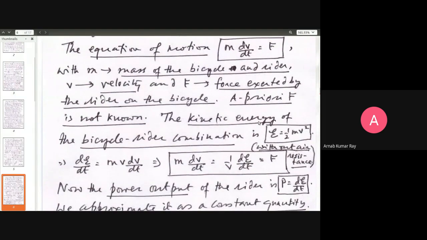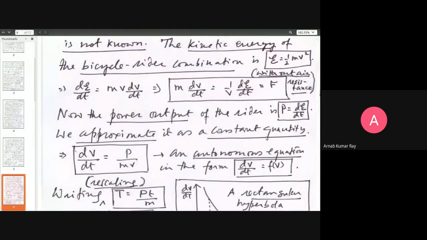The kinetic energy of the bicycle plus the rider is half mv squared. This kinetic energy comes from the work that is being done by the bicycle rider. Energy is a conserved quantity; you can't create energy out of thin air. So this energy comes out as a result of the work being done by the bicycle rider, and we shall use that fact in our approach.